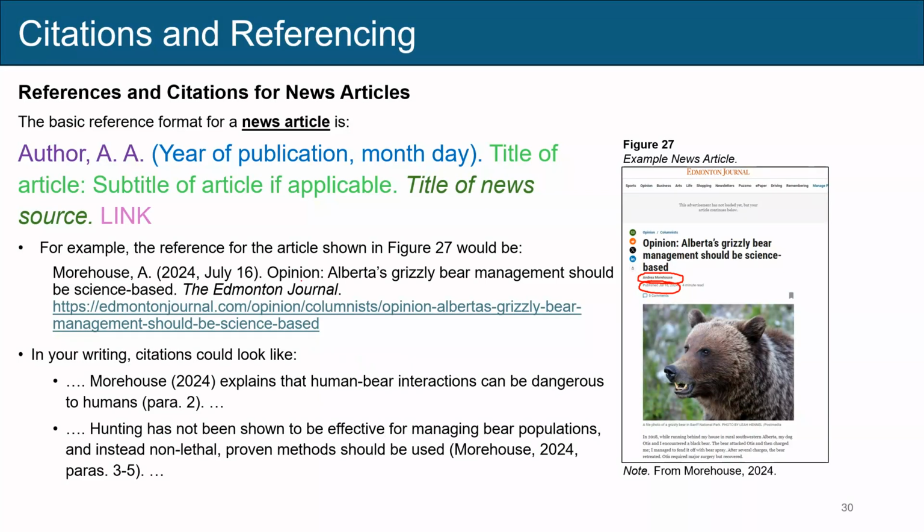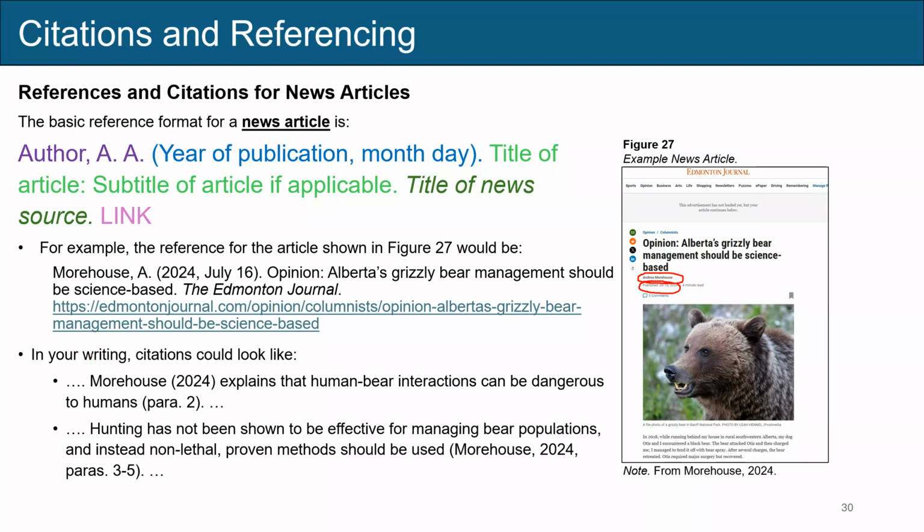And so this is opinion. Alberta's grizzly bear management should be science-based. Notice that the name of the article is not italicized. However, the source, the news source that it came from is, and that's because, again, this is a small part of a much bigger source. So it's the Edmonton Journal that becomes italicized, and then we put in the web link. So that would be the references for that source.